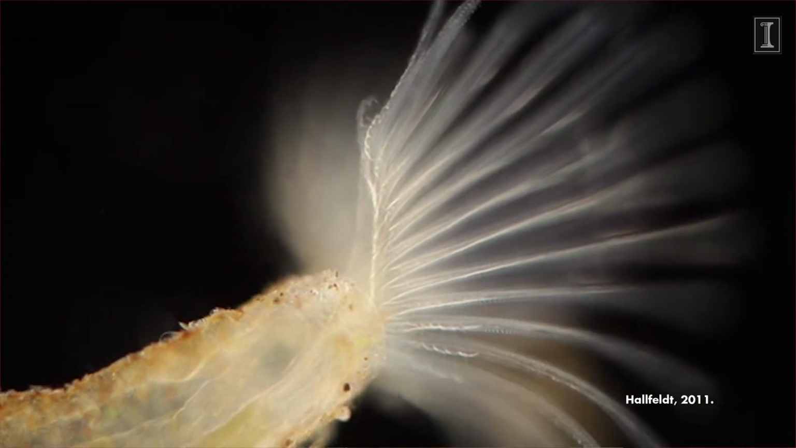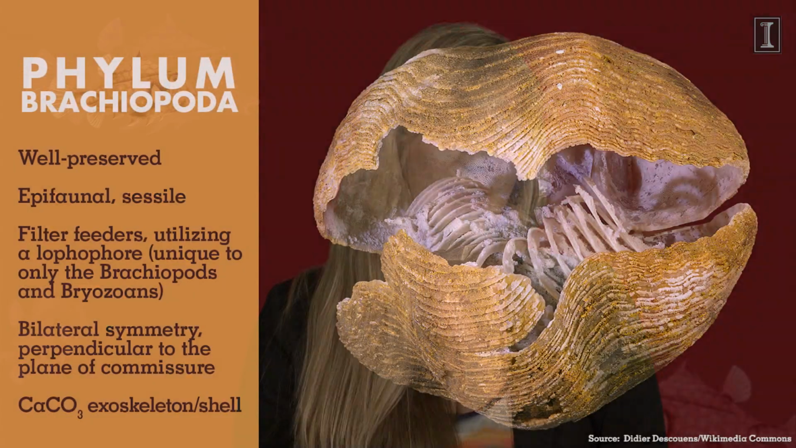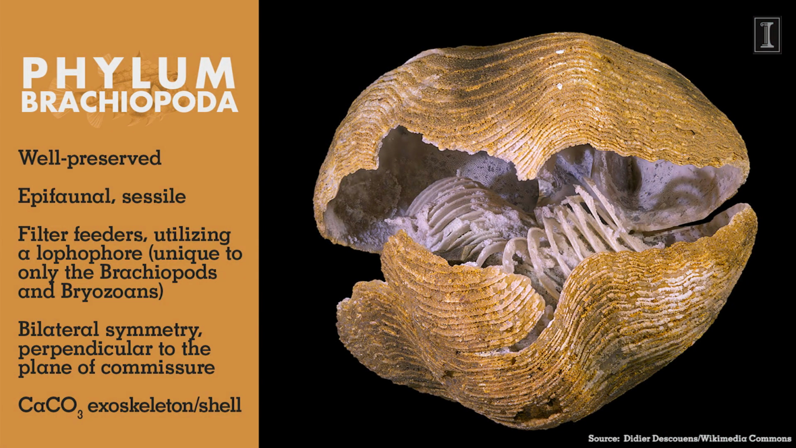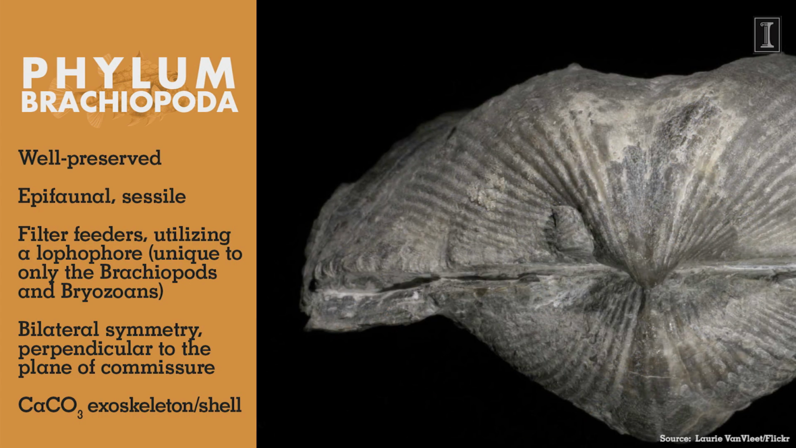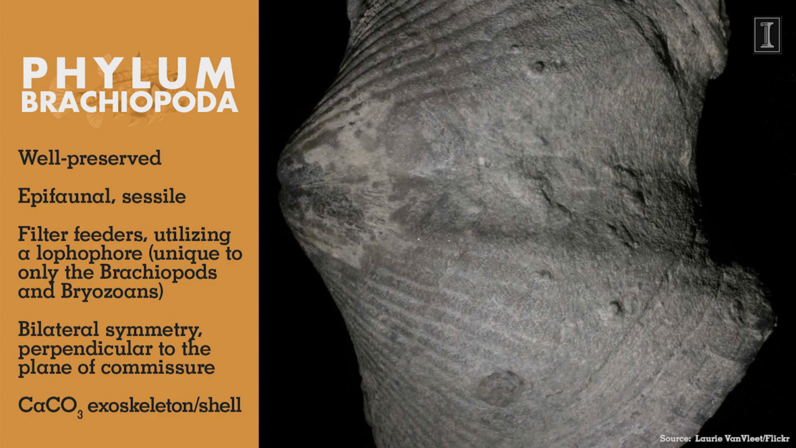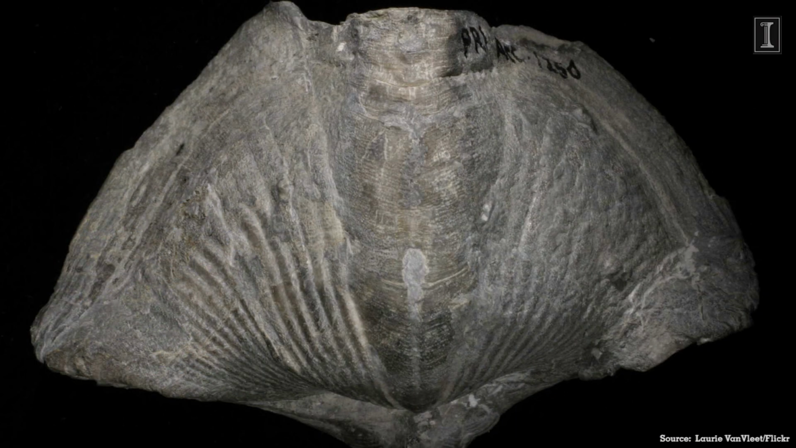They use this lophophore to filter feed, and that's just a specific structure that the bryozoans use. The next phylum we'd like to consider is Brachiopoda. These are your brachiopods, and they are widely distributed in the fossil record. They're often well preserved, but there are several different shapes of brachiopods, and I'll show you some examples so that you can identify them. A couple of the main features of this phylum is that they're filter feeders, because we've identified that they're benthic, epifaunal, and sessile, meaning they're not moving.